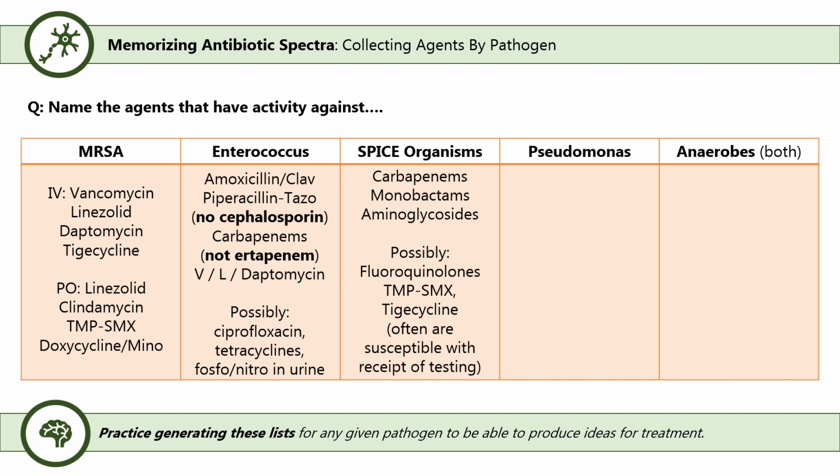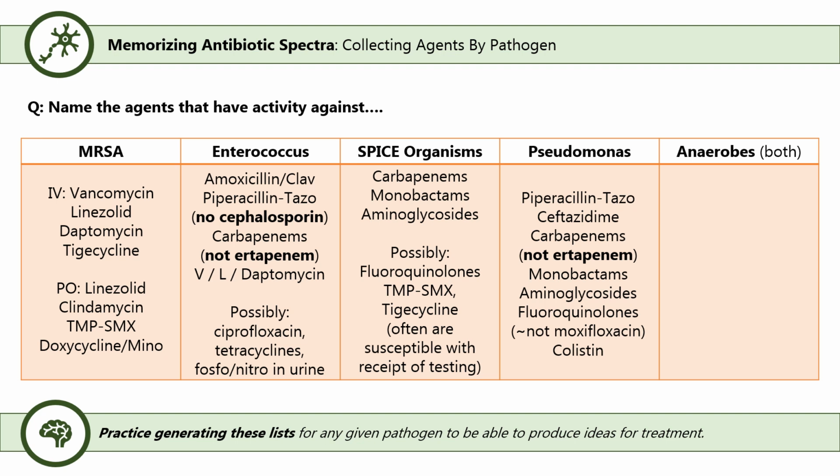Pseudomonas, we've memorized some options from Module 1, being piperacillin tazobactam, ceftazidime as the only cephalosporin, carbapenems less so with ertapenem, and aztreonam. Aminoglycosides are reliable, but fluoroquinolones like ciprofloxacin are not always reliable. Colistin is another agent with good Pseudomonas activity that we reserve for drug resistance.